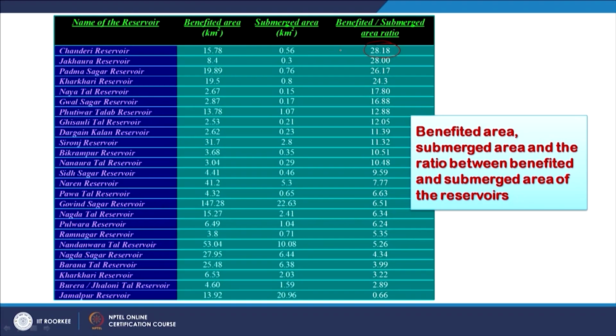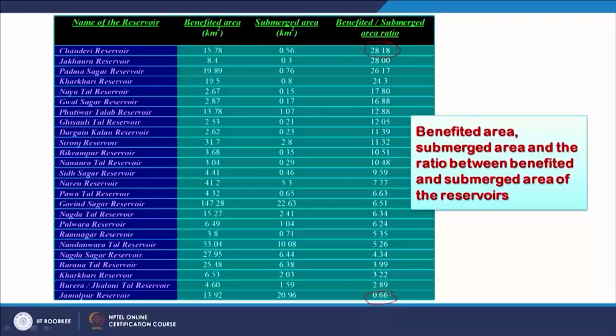And as you can see, sometimes you are getting a 28.18 ratio. That means in this particular area, where currently the Chanderi reservoir is, if I submerge 1 square kilometer of area in the vicinity of this reservoir, there are chances that I will get 28 times return in the form of benefit area. It's a wonderful scheme. However, there are locations where this ratio is less than 1, 0.66.